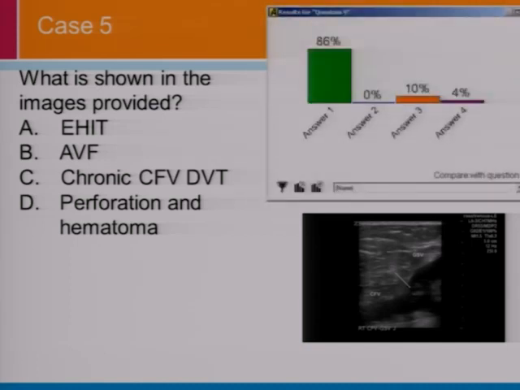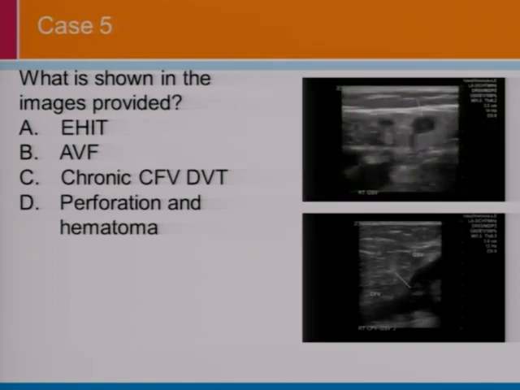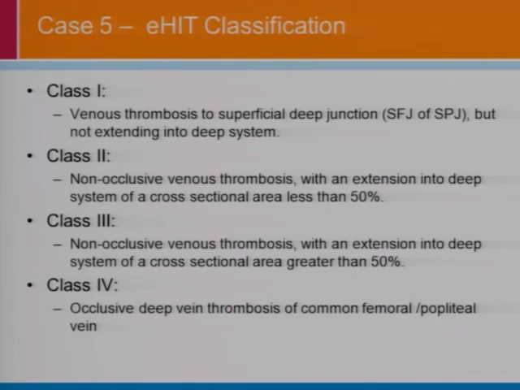Good. All right. So most of you got this. This is indeed E-hit. So this is the endovenous heat-induced thrombosis that we will occasionally see after either radiofrequency or laser ablation. And Dr. Joseph described you the findings. This would be a class 2, where there's non-occlusive venous thrombus that extended into the deep system, but a cross-sectional area less than 50%. Very good.